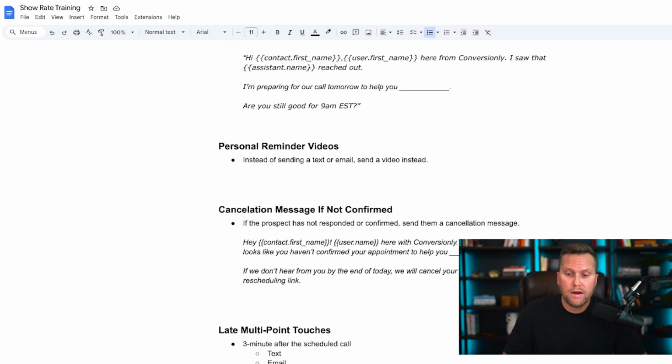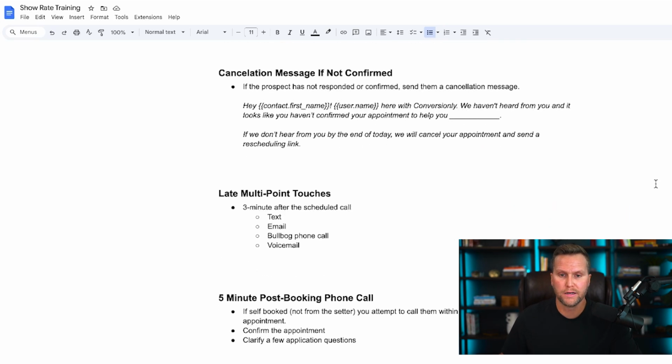Then I'll wait until about 1:15. If 1:15 rolls around, then I'll mark them as a no-show. Then we have automations that go out and say, hey, for whatever reason, it looks like you missed your appointment. If you like, you can reschedule here. And it gives them that link to be able to reschedule. All right, so that's the late multi-point touches.